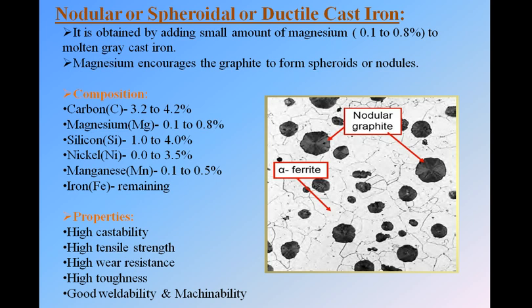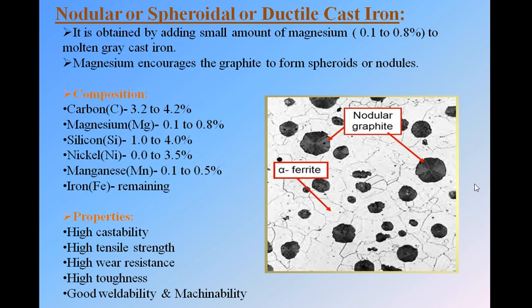Okay, so this is a microstructure of a nodular cast iron where you can see the graphite in black color which is in a spherical shape because of the addition of magnesium, and here we see the white color, which is alpha ferrite. So we can say the nodular graphite is placed in an alpha ferrite matrix because the percentage of alpha ferrite is more and graphite is less.